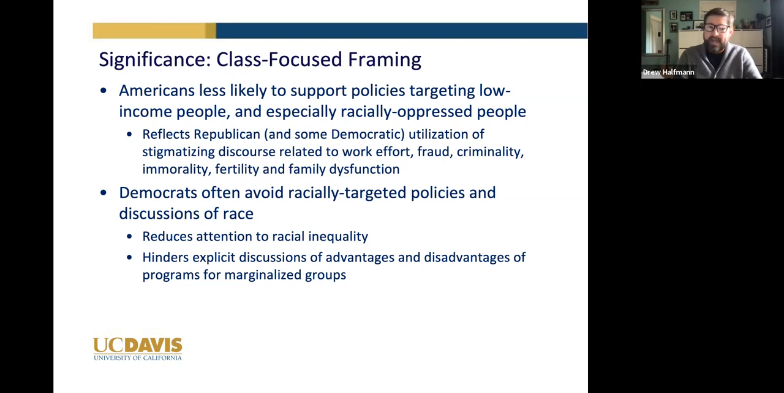Some problems with that is that you may be helping racial and ethnic groups when you make these policies, but you're reducing attention to racial inequality when you do so. It also hinders explicit discussions of the advantages and disadvantages of those programs for marginalized groups and for racial and ethnic groups in particular. So these are the downsides of class-focused framing.